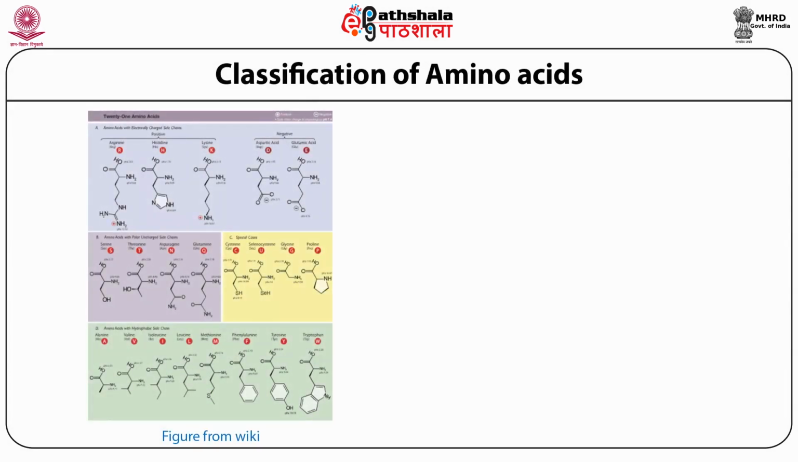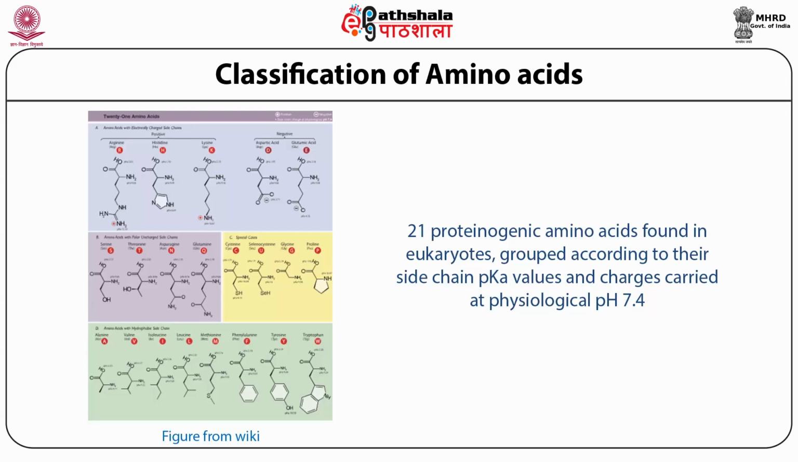We show in this figure the classification of amino acids based on pH levels. The 21 proteogenic amino acids, that is, those which are normally found in eukaryotic proteins, can be grouped according to their side chain pK values and charges carried at physiological pH 7.4. We show the different groups.